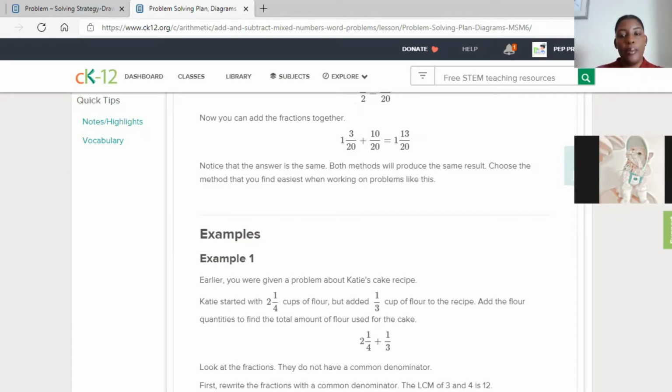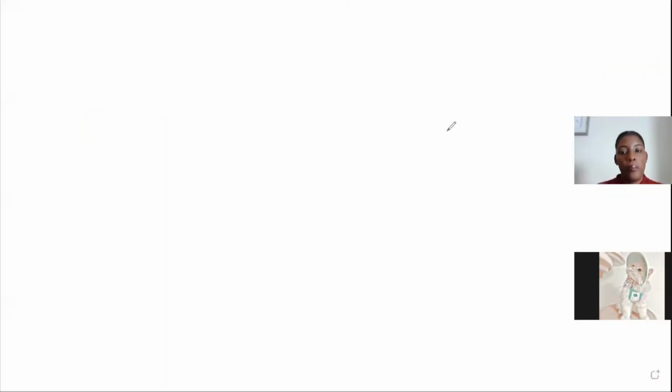So let's go to the whiteboard and try to flesh out this problem. All right. So the first thing that we're going to be doing is representing the amount of flour that was placed in the cake first, all right? We can do that by drawing fraction bars.